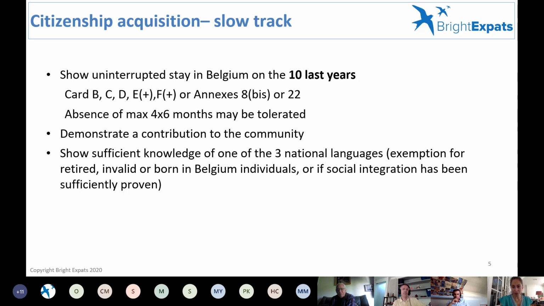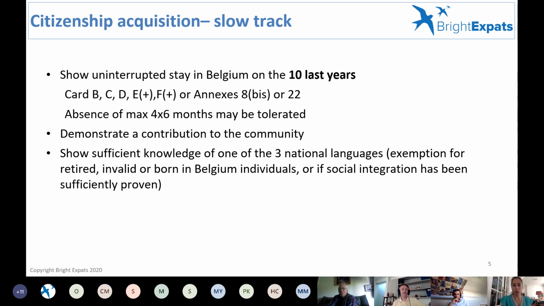Again, what do you have to show here? First, your uninterrupted stay. You have to show your residency card that can be B, C, D, E or E+, F or F+, an Annex 8 or an Annex 8+, or an Annex 22. We will again have a look later on at what each of these cards and annexes mean. You can have here 4 times an absence of 6 months that can be tolerated within the citizenship acquisition procedure.